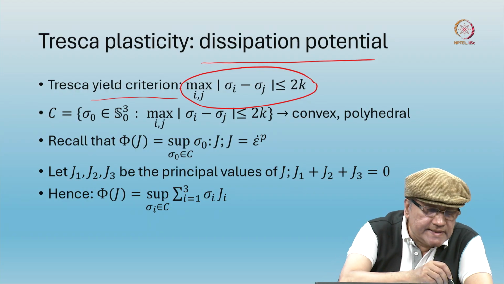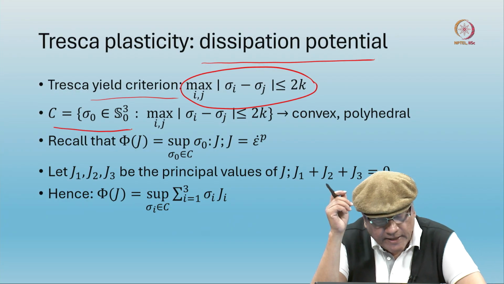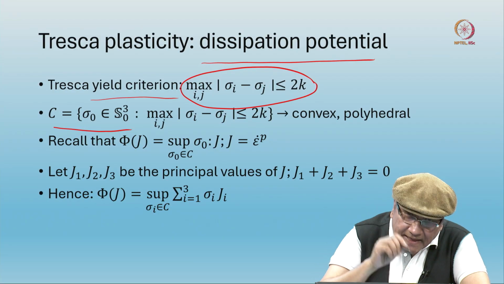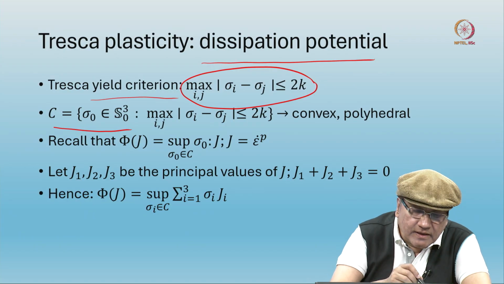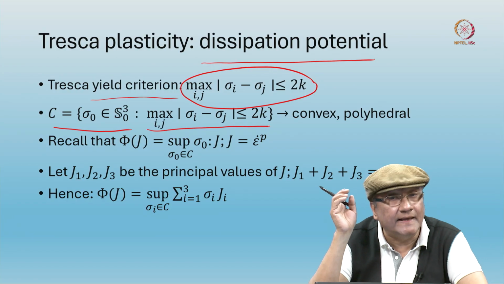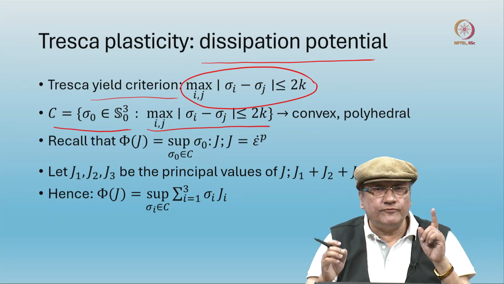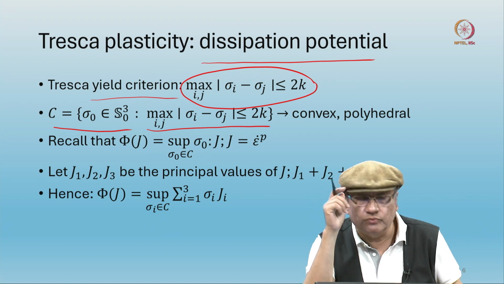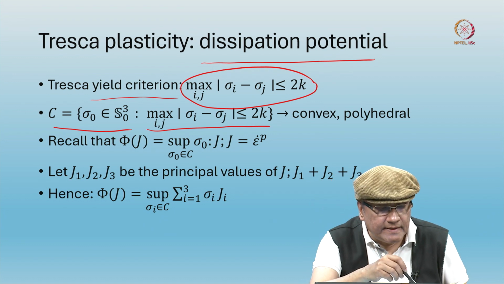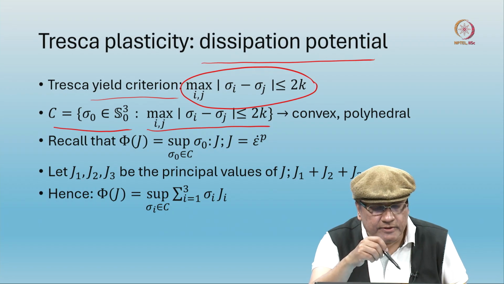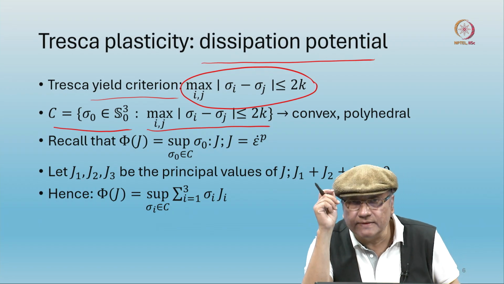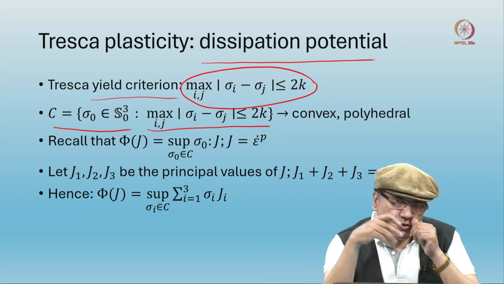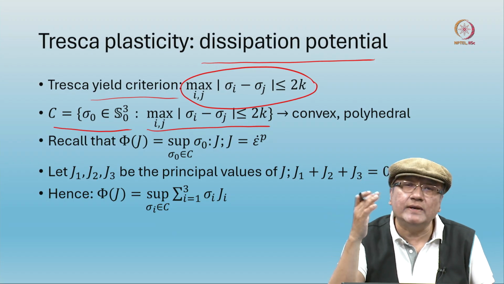So the set C of all admissible stresses is clearly the set of all these sigma 0 such that, for all ij's, this has to be valid. So choose one i and choose one j. Let us say i equal to 1, j equal to 2. For that particular case you will have modulus of sigma 1 minus sigma 2 less than or equal to 2k, something like that. That will give one kind of surface. Then choose another i and j, that will give another surface.